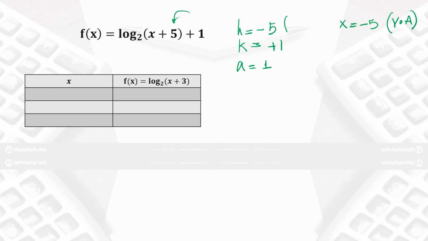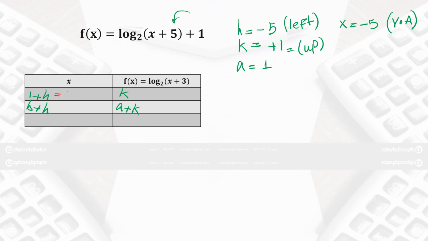Negative 5 h means moving towards the left. Positive 1 k means moving up. And a is 1, it means no stretch, no compress. We always take 2 points, that is 1 plus h and the second is b plus h. When 1 plus h, answer is k. When b plus h, answer is a plus k. Put your values and then you are ready to graph.